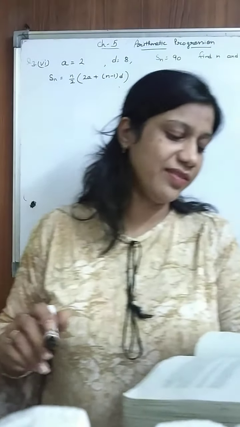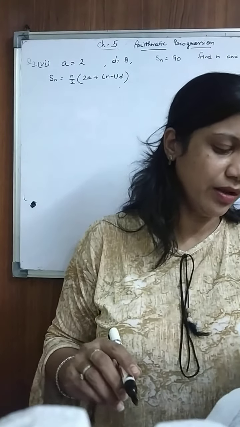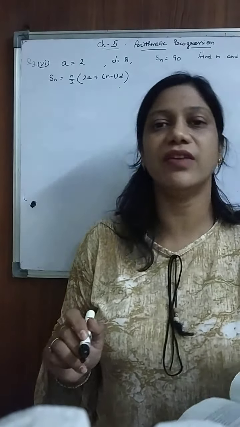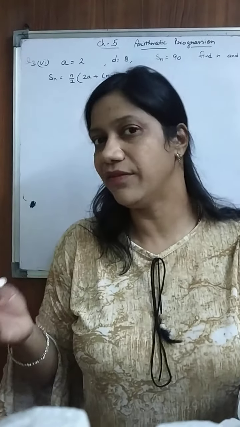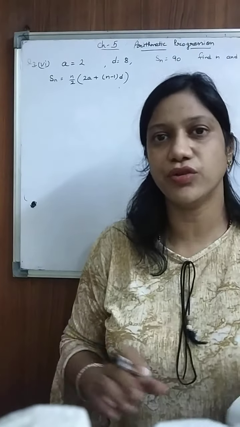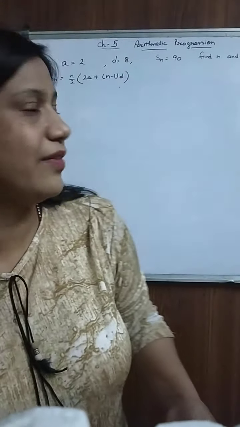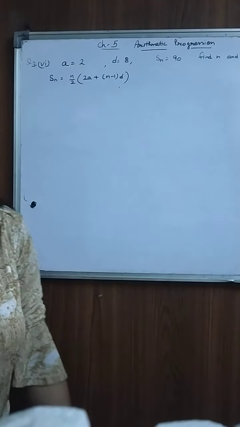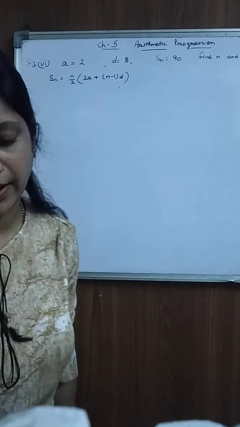And I am taking the sixth part here, which is a little difficult because in the 6th and 7th parts you don't even have the an value. You don't have n, you don't have the nth term. So here Sn is given to you. So I am taking that part. It's given to you: a is 2, d is 8 and Sn is 90. We need to find n and an.